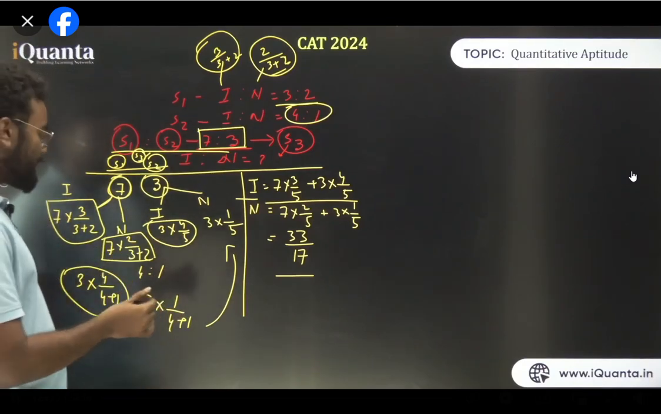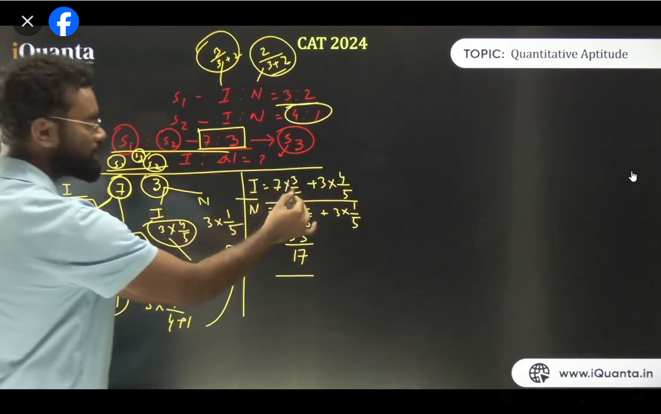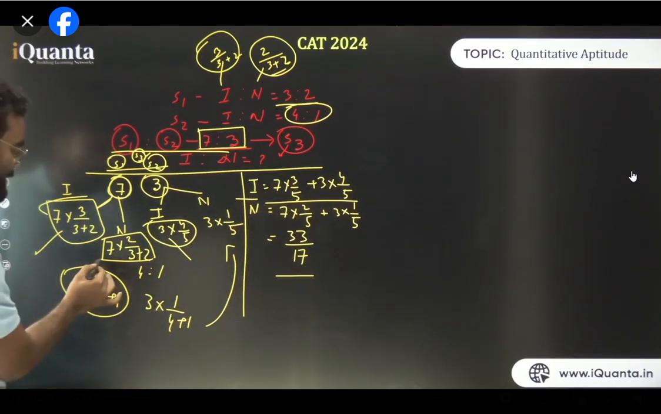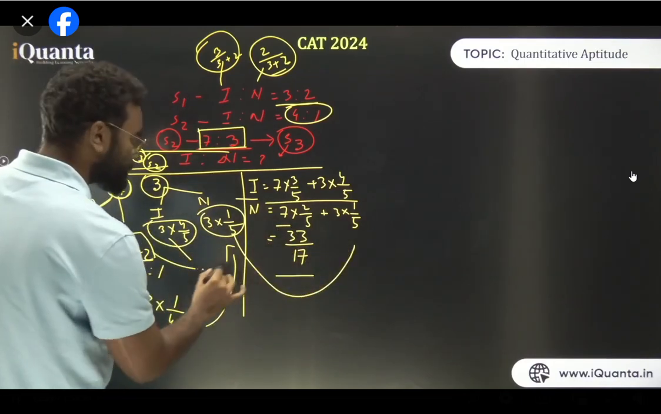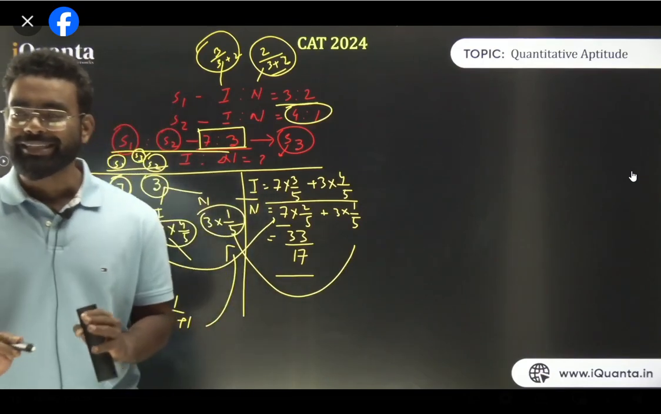Now what is the total amount of iron? This is iron and this is iron. This is the total amount of iron, this portion and this portion, so I have added it: 7 into 3 upon 5 plus 3 into 4 upon 5. That is the total amount of iron. Clear? Total amount of nickel is 7 into 2 upon 5 plus 3 into 1 upon 5. Now if you do this division, you'll get your answer 33 upon 17. I hope I make this thing clear.